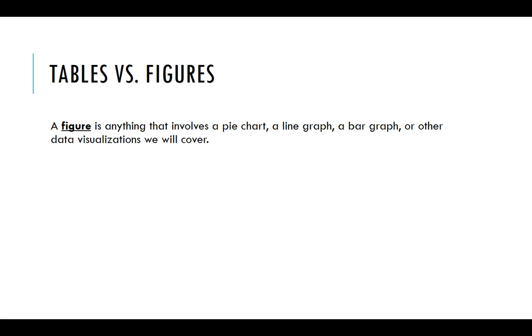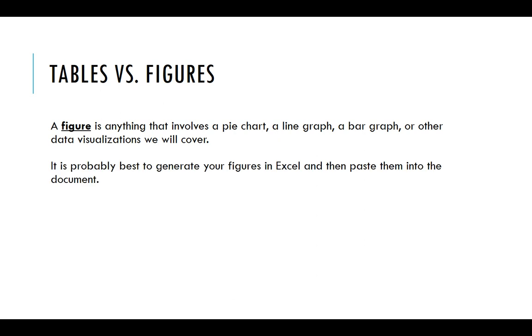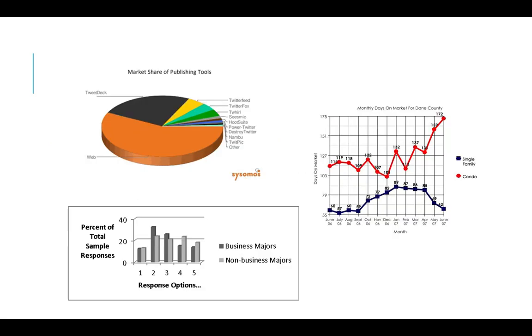Then we've got figures, and figures are going to be anything that involves a pie chart or a line graph or a bar graph or other data visualization construct that we cover. It's probably best to generate your figures in Excel and then paste them into the document. And that's generally what I do. I create them in Excel and then I paste them into my Word document. So here are some examples of figures, and we've seen figures many times in this class, right? So we're looking at pie charts, line charts, bar charts, anything like that will be called a figure.